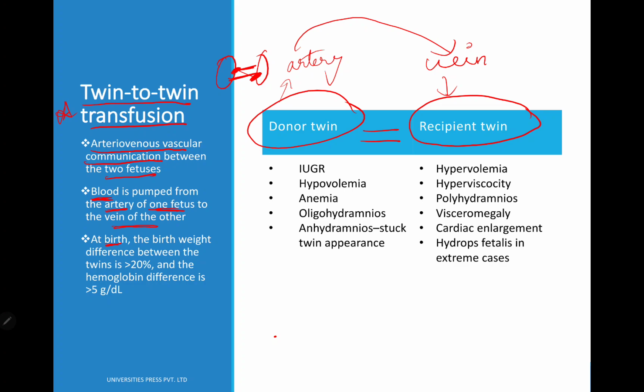So in the donor twin, what are all the manifestations? IUGR, there is intrauterine growth retardation. Hypovolemia will be there. Anemia will be there.